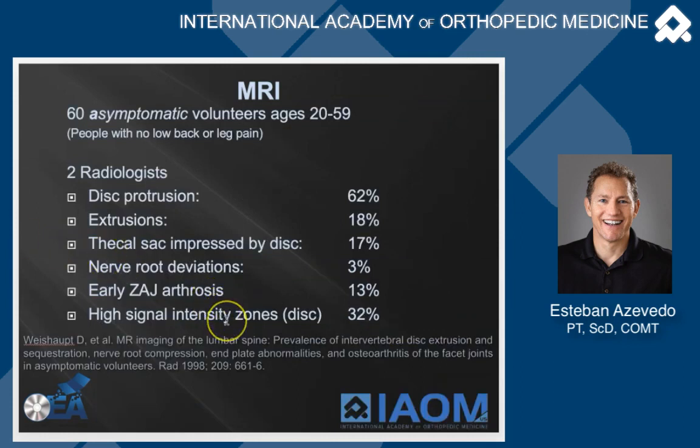Here's another study from 1998, of 60 asymptomatic volunteers aged 20 to 59, and two different radiologists read these. About 60% had disc protrusions, 18% had extrusions, and 17% of them were pushing on the thecal sac, or the covering of the spinal cord, in the low back region. The nerves were pushed over in 3% of the population, early arthritis or arthrosis of the joints of the back was present in 13%, and disc tears that show high intensity zones were present in 32% of people. All these people had no back or leg pain.